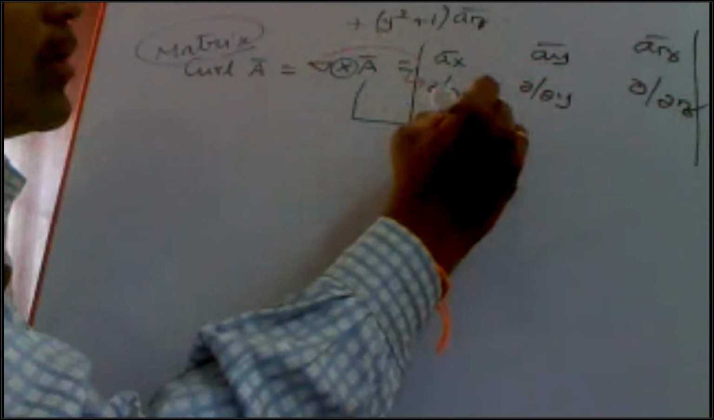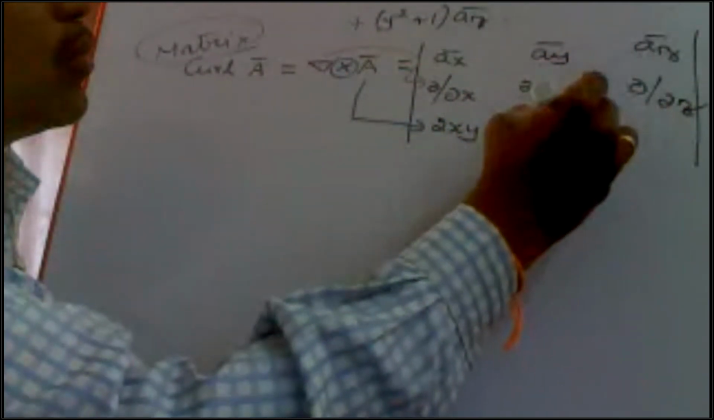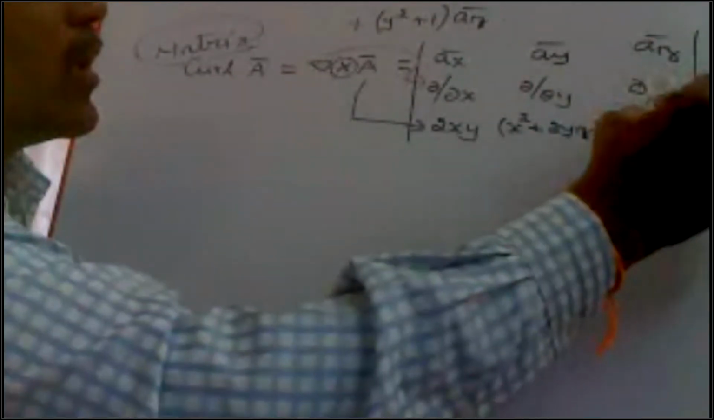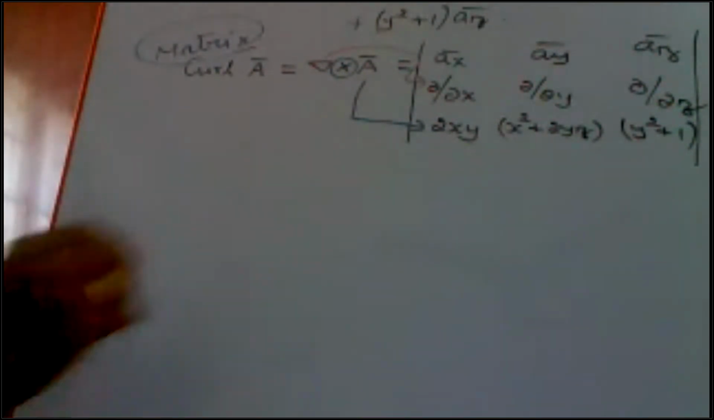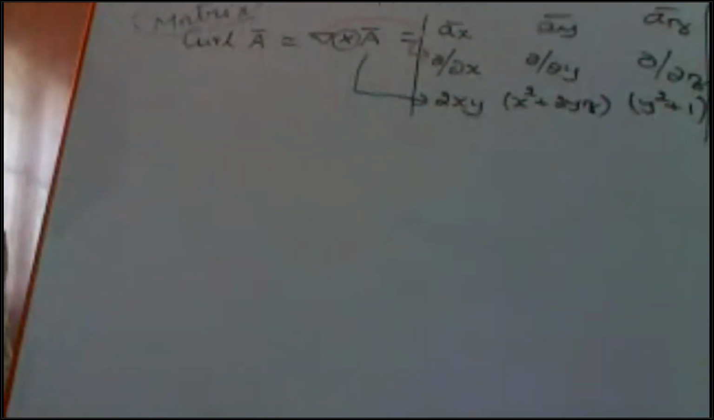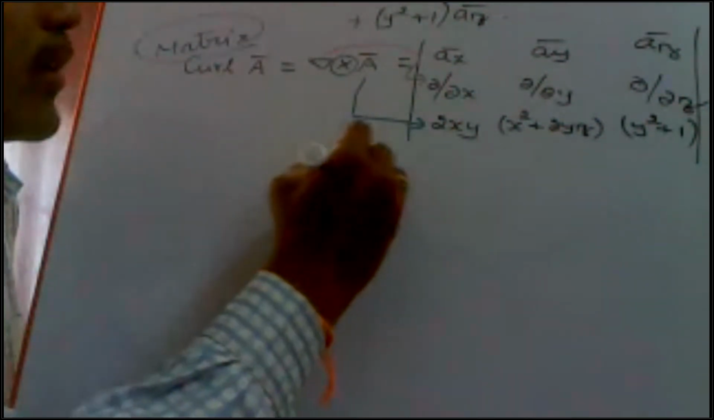So the vector is given as 2xy. You write 2xy here, and here x² + 2yz, and here y² + 1. The operation is that we have to perform the manipulation of a determinant. We are supposed to find the determinant for this particular matrix. How to find the determinant of a given matrix, we know already. So we are trying to find that.